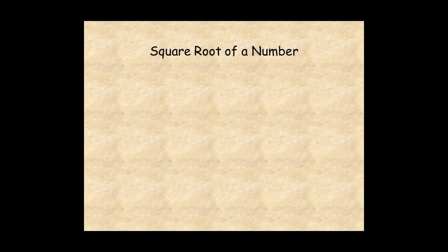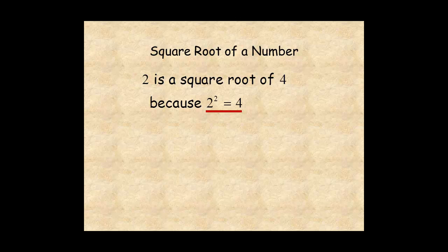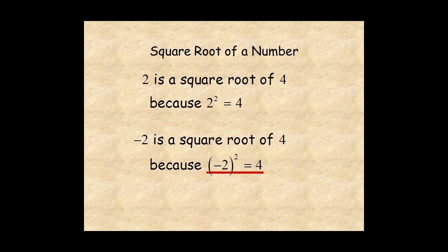A square root is the opposite or inverse of a square. So you can turn it around and say 2 is the square root of 4 because 2 squared is equal to 4. And also, negative 2 is the square root of 4 because negative 2 squared is also equal to 4. Notice 4 has 2 square roots. In fact, every positive real number has 2 square roots.